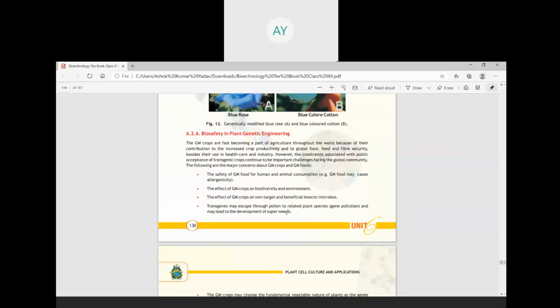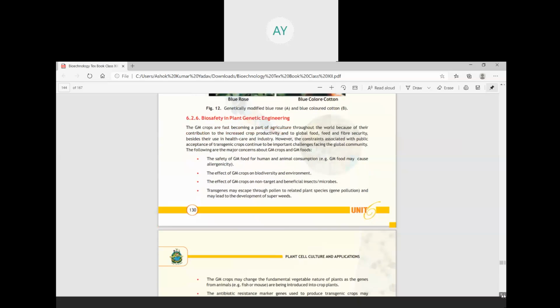What does superweed mean? There is no effect of insecticide or weedicide on those plants. So we cannot kill them, even if we use any insecticide. That type of development may be feasible due to escape of the gene through the pollen of the transgenic crop. So the development of superweed may be feasible.